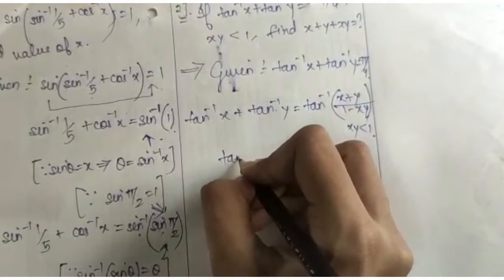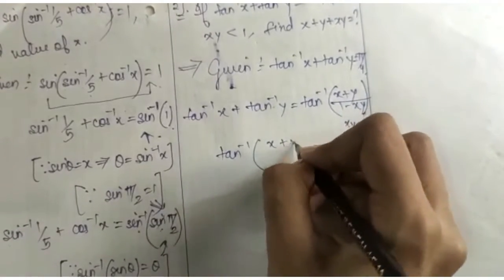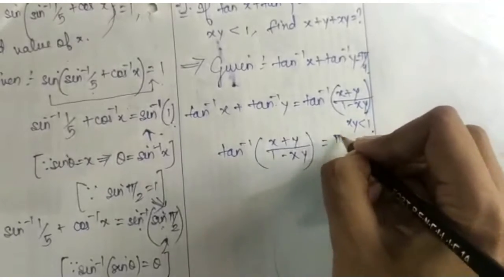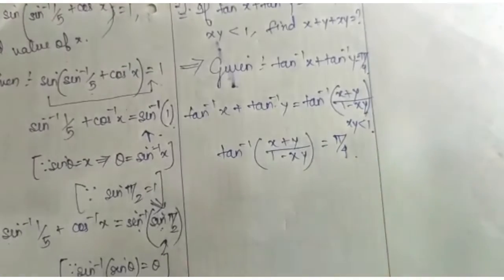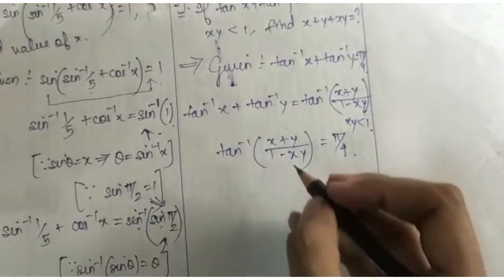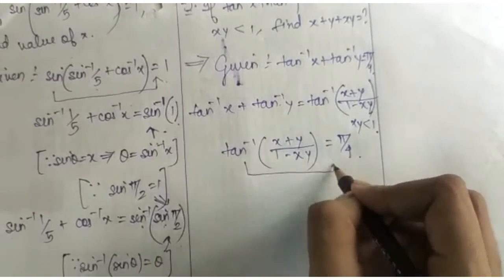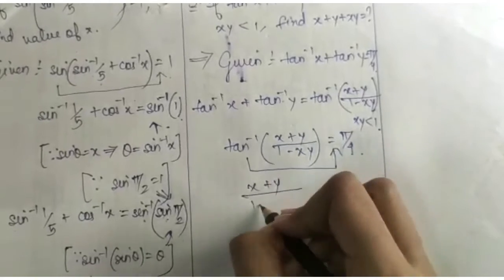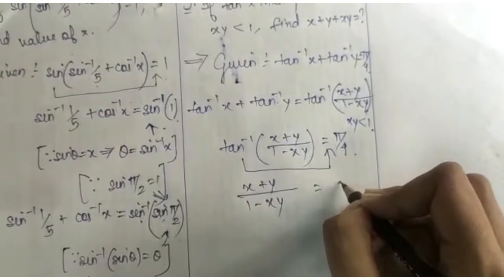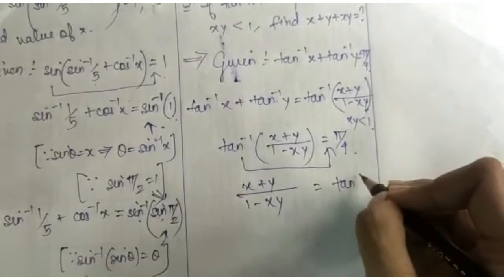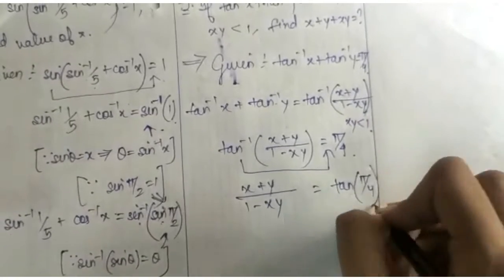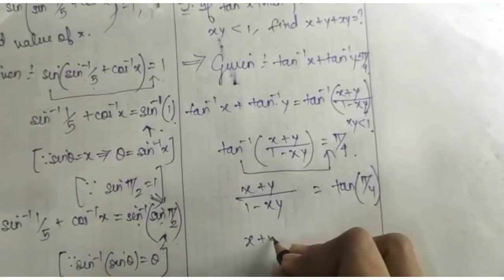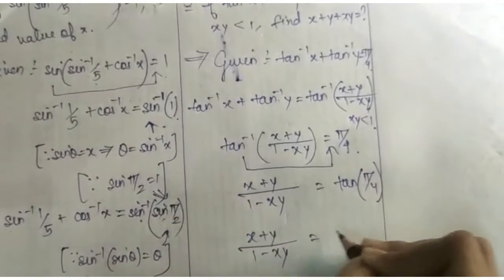Now tan inverse of x plus y upon 1 minus xy is equal to pi by 4. We can write this in place of that. Now again we will take this tan to the other side. So we keep this tan inverse as it is, and the RHS becomes tan pi by 4. So what is the value of tan pi by 4? Tan pi by 4 is 1.